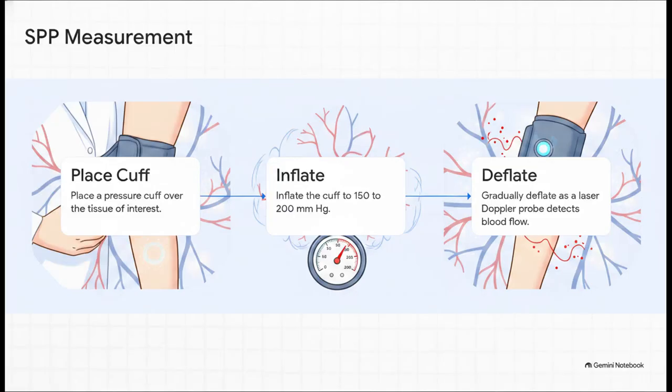On the flip side, we have SPP. This measures the actual blood pressure right there in the microcirculation. It's kind of like a micro-tourniquet. You pop a pressure cuff over the tissue, inflate it to suprasystolic levels, usually around 150 to 200 millimeters of mercury, and then you just gradually deflate it. The exact pressure threshold where the laser Doppler probe underneath detects the return of capillary flow, that is your SPP.